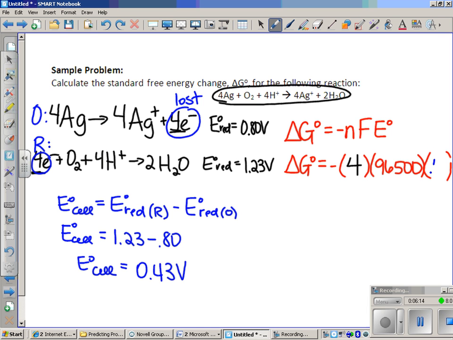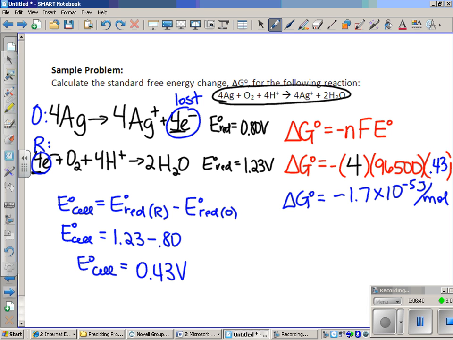So now I can plug in my 0.43 here, and my delta G, if I multiply all of those times each other, will end up being negative, which is what we expected, 1.7 times 10 to the negative 5th, and again, delta G will always come out to be joules per mole. The electrons canceled out the volts part of Faraday's constant. So that is how those types of problems work.